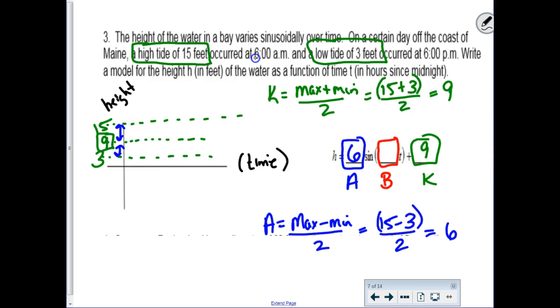And it says high tide occurred at 6 a.m. and low tide occurred at 6 p.m. So now we have the issue of time, and we're going to measure hours since midnight. So this is midnight. It's called like 0, 100 hours, you know, in the Army. 6 a.m. is 600 hours, but 6 p.m., we're not going to call it 6 p.m.